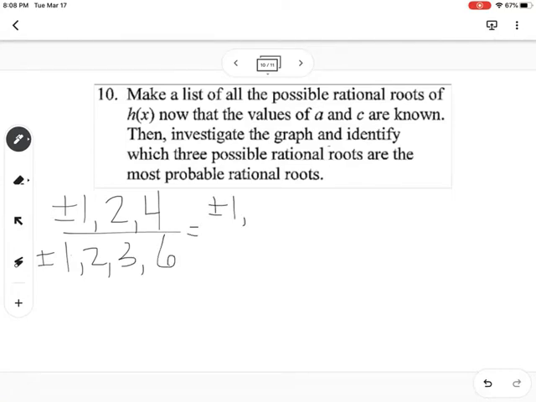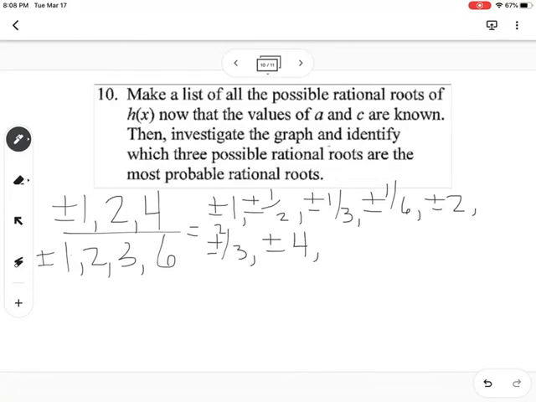So our possible rational roots are plus or minus 1, plus or minus 1/2, plus or minus 1/3, plus or minus 1/6, plus or minus 2, plus or minus 2/3. Sorry, jumped the gun there. And we already have the 1/3. So now we're going to 4, plus or minus 4, plus or minus 4/3.